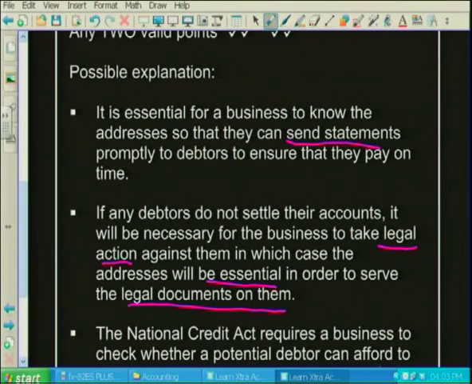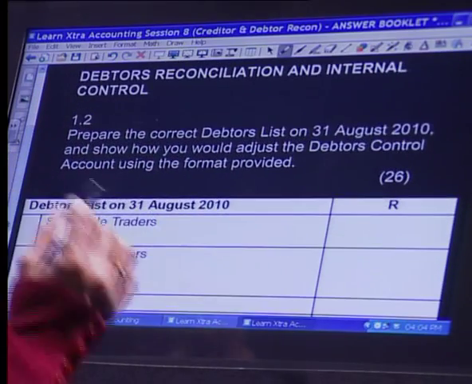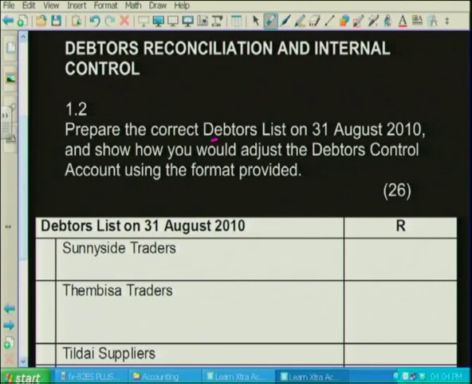We've looked at the internal control question. Now let's move on to the reconciliation between the debtor's control account as well as the debtor's list. Right, we're required to prepare the correct debtor's list on the 31st of August 2010 and show how you would adjust the debtor's control account using the format provided.